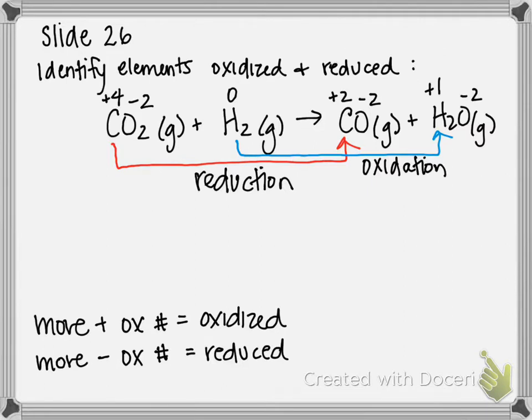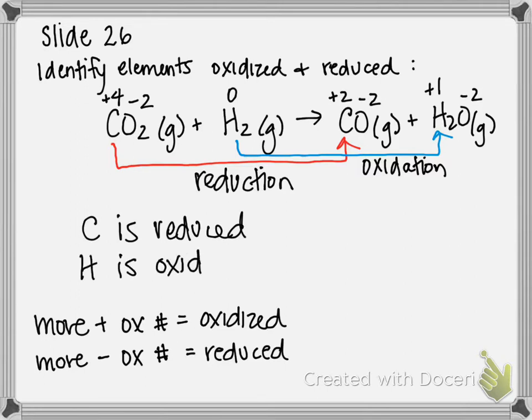So to sum that up, carbon is reduced and hydrogen is oxidized. And there you have it. That's how to identify what's oxidized and what's reduced in a redox equation.